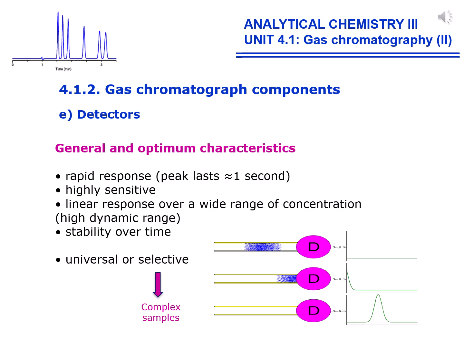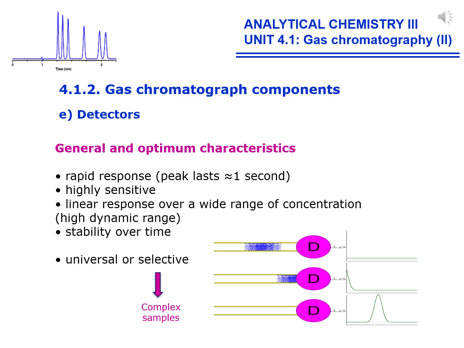The last essential part for a chromatograph is the detector that gives the analytical response for the solutes. The detectors used in gas chromatography must have a few characteristics, such as rapid response. Ideally, gas chromatographic peaks last 1 second or less. High sensitivity to small solute concentrations. Linear response over a wide range of concentration, which means high dynamic range. And stability over time.